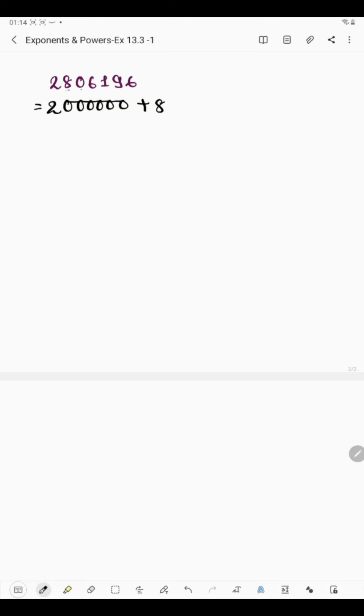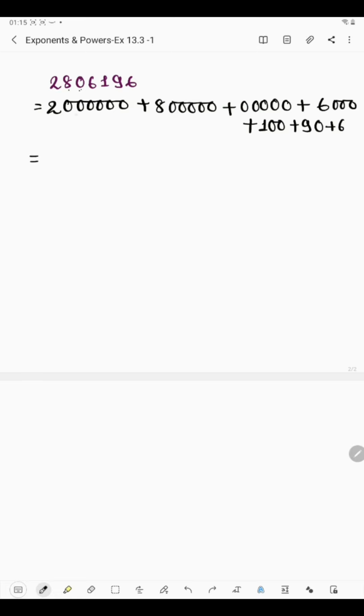Okay, now we'll take 8, and after 8 how many places? 1, 2, 3, 4, 5. So 5 zeros. Then we have 0, and after 0 we have 4 places. 1, 2, 3, 4. Then we have 6, and after 6 3 places, so 3 zeros. Then we have 1, after 1 2 places, so 2 zeros. Then we have 9, after 9 1 place, so 1 zero. And after 6 there is no digit, so we will write 6 only.